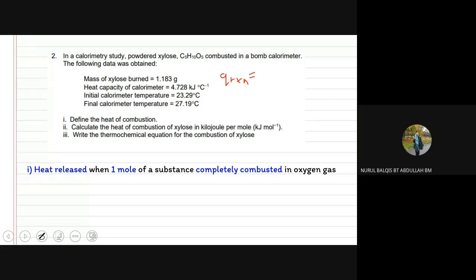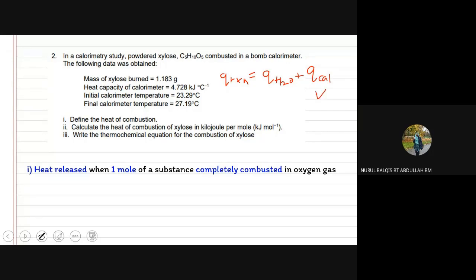Ingat balik setup bomb calorimeter. Dalam bomb calorimeter ada apa? Ada calorimeter, dalam calorimeter tu ada apa? Water. So by right, Q reactions kita kena include water and also calorimeter kan? Yes. Okay, now information given is about calorimeter only.